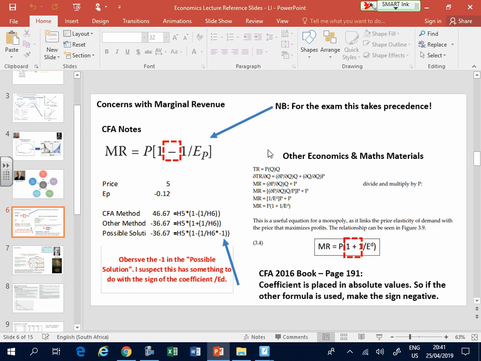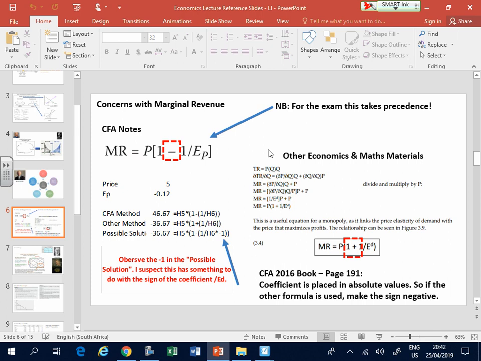But anyways, the point is, what you see in the top left here takes precedence, and that's what you see in your material. The bottom right is what I studied in economics and maths. When I did my mathematics and economics course, that's what I studied, in many different sources, and you can find it online as well. Why is one a minus and one a plus?